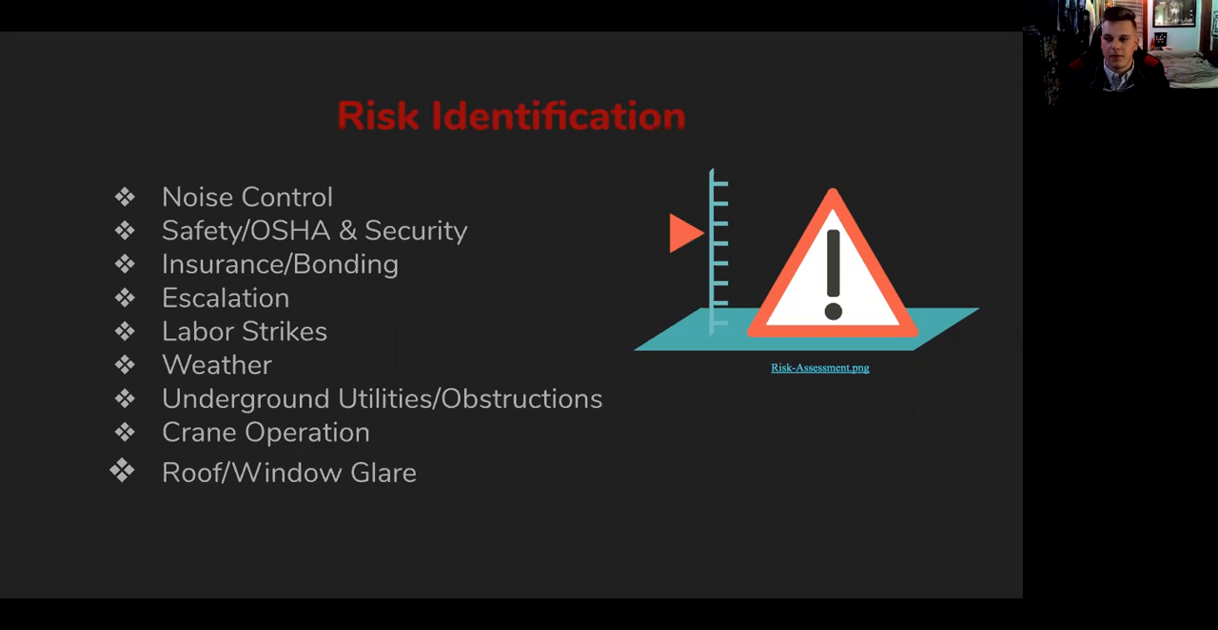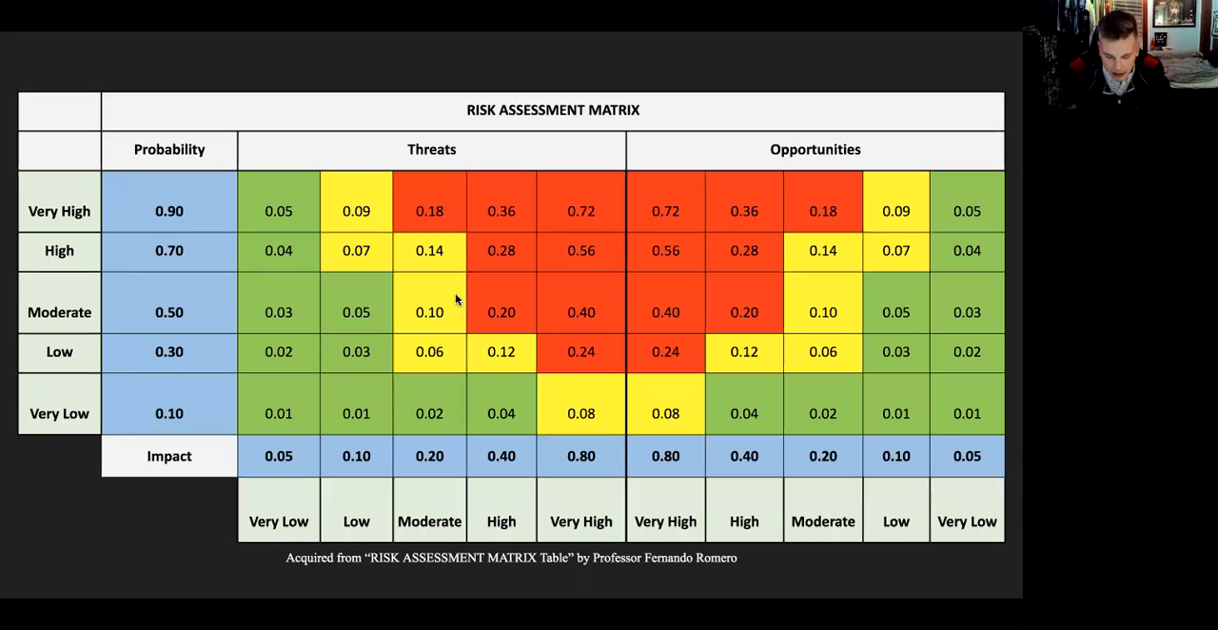So we first looked at our 9 major risks associated with the project, and the 9 major risks were noise control, safety and OSHA security, insurance and bonding, escalation, labor strikes, weather, underground utility obstructions, crane operation, and roof and window glare. We took those 9 major risks, and we took 2 methods to perform a risk analysis.